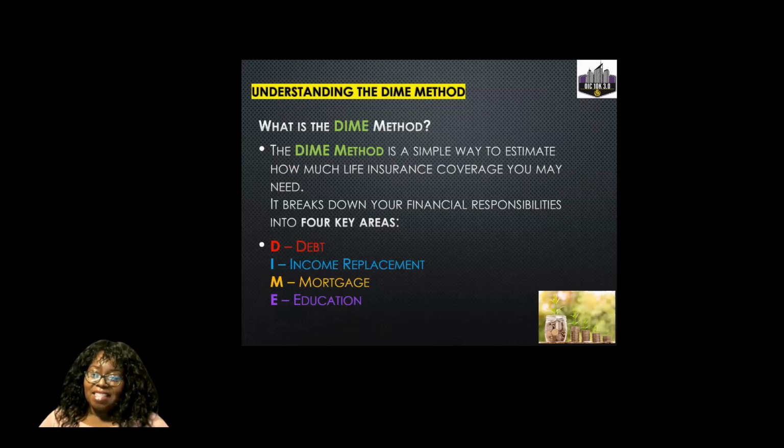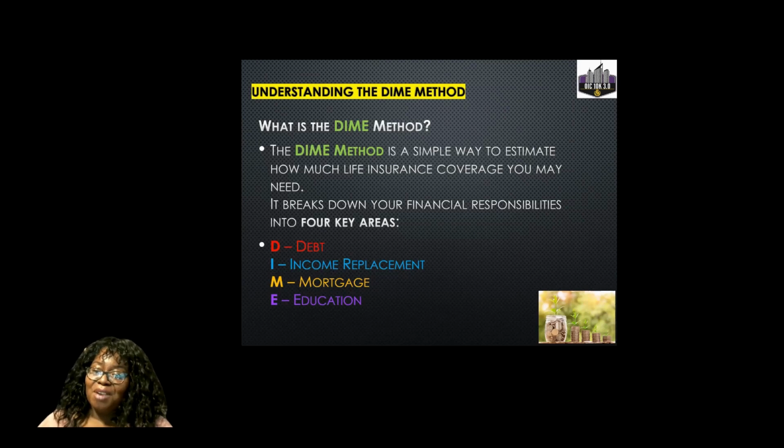DIME is a term that financial advisors as well as insurance agents use to help determine how much insurance coverage will benefit you and your family's needs. And so we can say that the DIME method is a simple way to estimate how much life insurance coverage you may need. It helps you break down your financial responsibilities into four key areas.